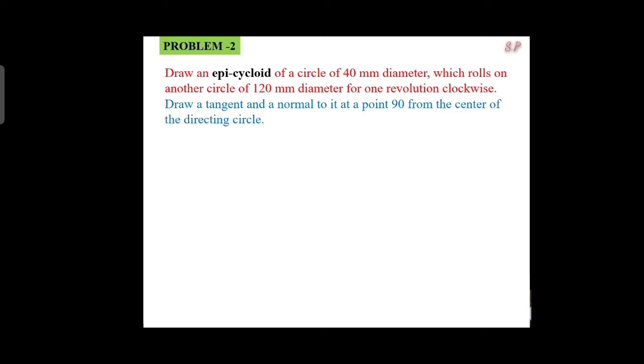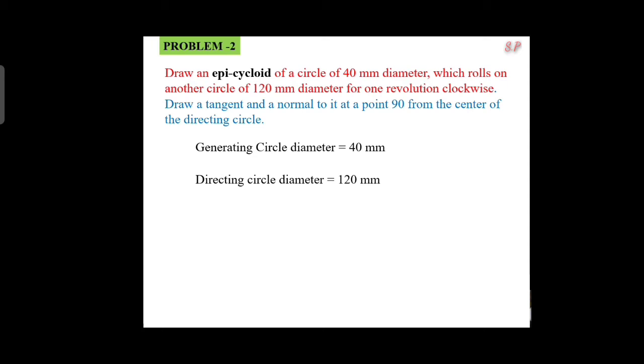Draw an epicycloid of a circle of 40 mm diameter which rolls on another circle of 120 mm diameter for one revolution clockwise. Draw a tangent and a normal to it at a point 90 mm from the center of the directing circle. So the generating circle diameter is 40 and the directing circle diameter is 120 mm. Here the generating circle rolls on the outside circumference of the directing circle in one revolution.